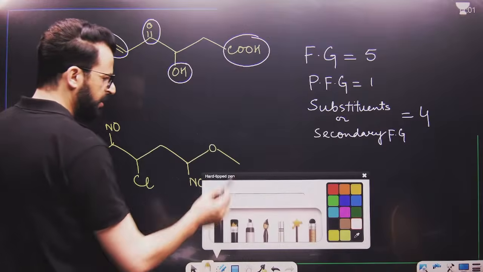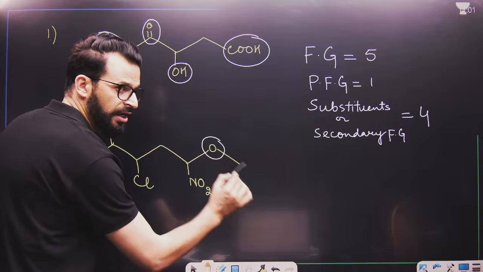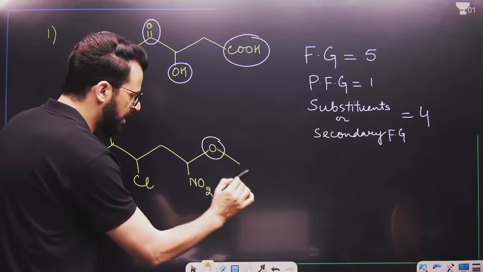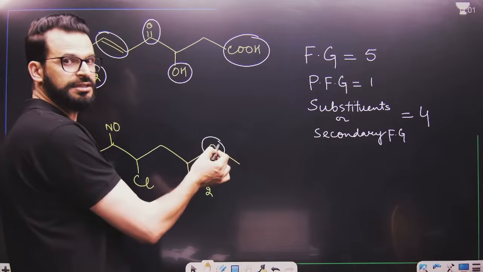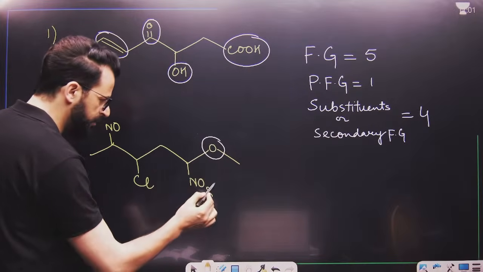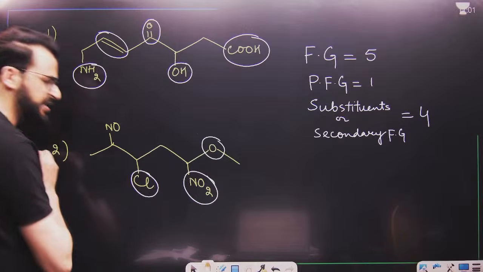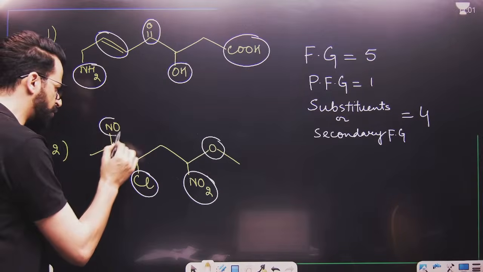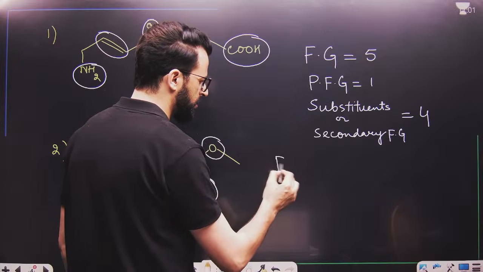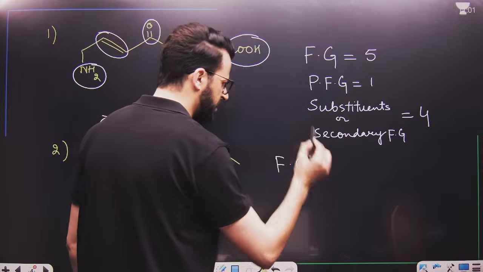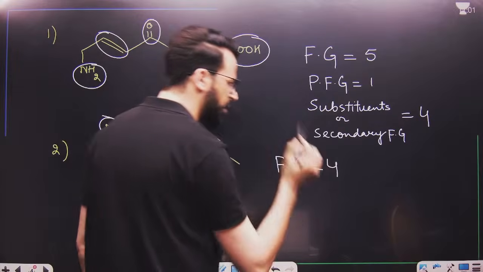Have a look. This is one functional group. This is ether. O and an alkyl part is there. Here is an alkyl part, O bonded to carbon. So this is ether, one functional group. This is nitro, another functional group. This is chloro, another functional group. This is nitroso, another functional group. So how many functional groups are there? 1, 2, 3, 4. There are 4 functional groups.